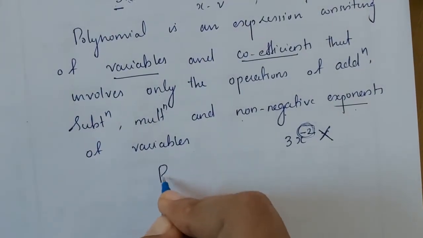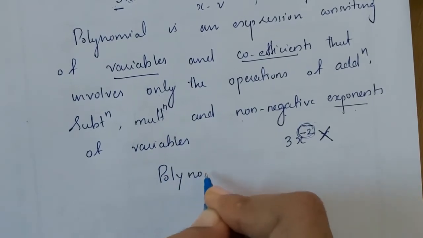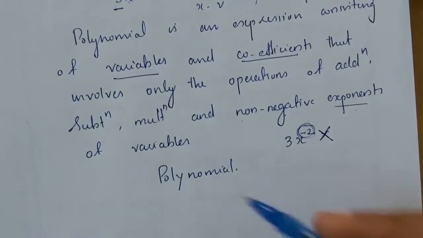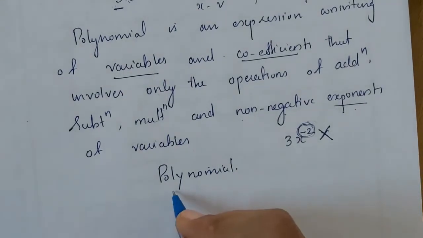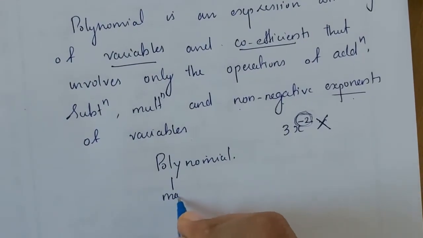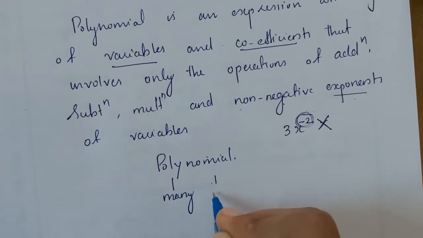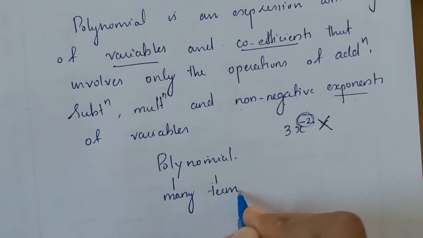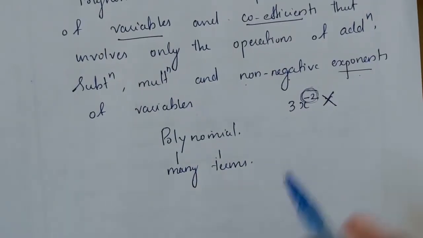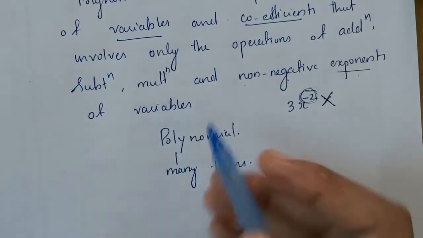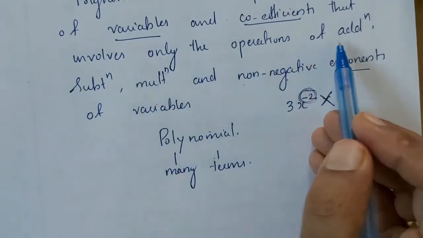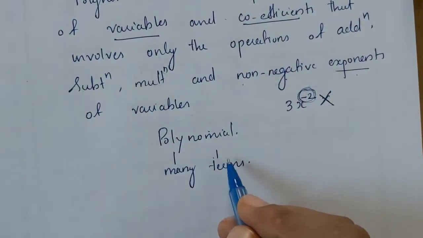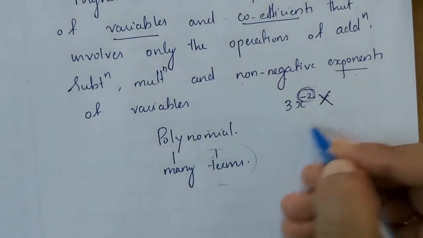What is the meaning of the word polynomial? Poly means many, nomial means terms. So it consists of variables and coefficients that involve only the operations of addition and subtraction. So it includes many terms in this form.